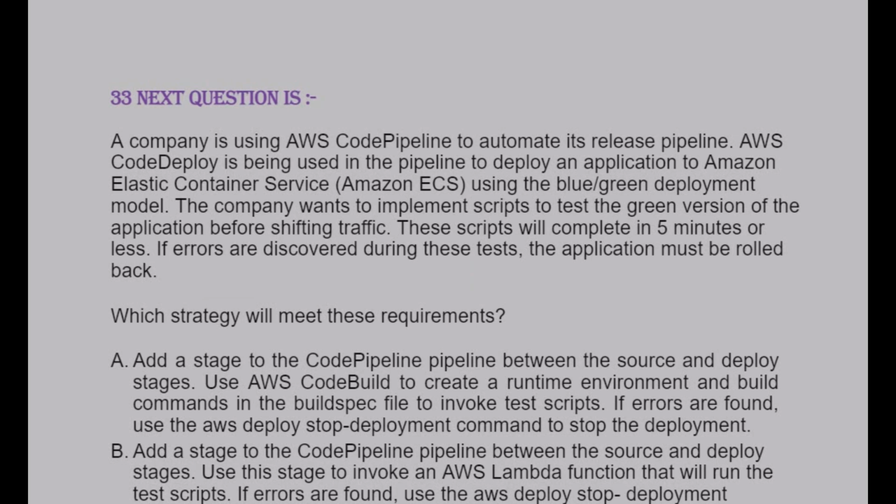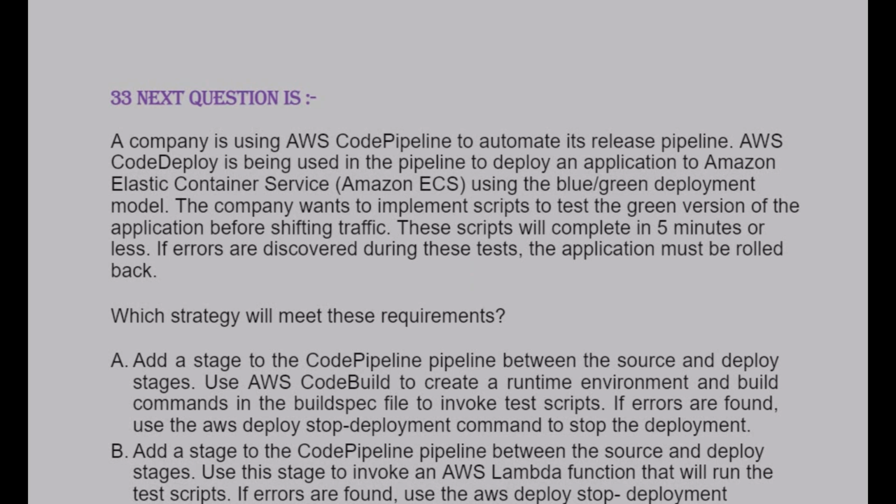Question is, a company is using AWS CodePipeline to automate its release pipeline. AWS CodeDeploy is being used in the pipeline to deploy an application to Amazon Elastic Container Service, Amazon ECS, using the blue-green deployment model.